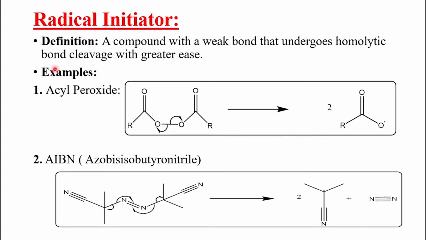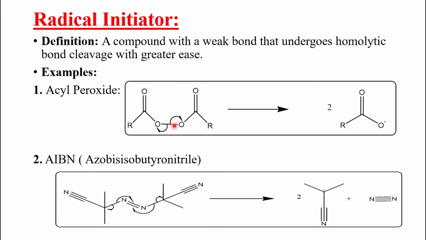Radical initiator. What is radical initiator? A radical initiator is a compound that helps to initiate the radical reaction. Or in other terms, its definition is a compound with a weak bond that undergoes homolytic cleavage with greater ease. So there are two examples we are discussing here. One is acyl peroxide, second one is AIBN.